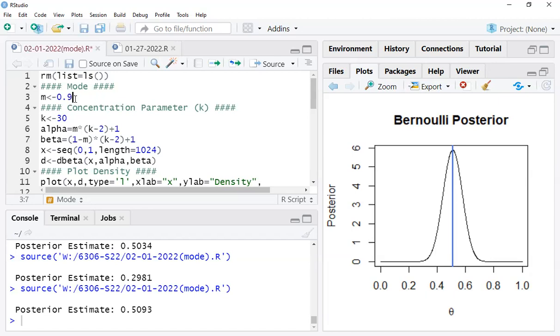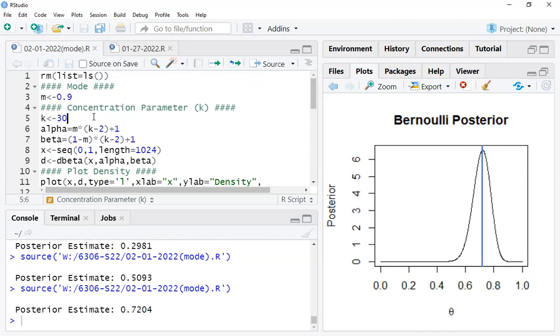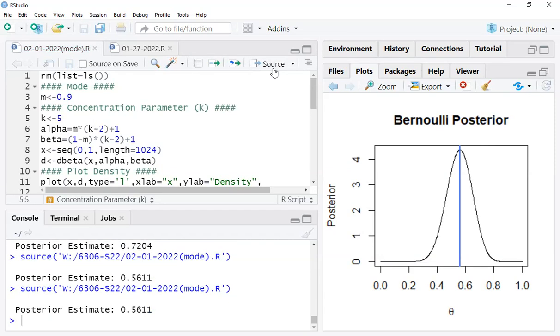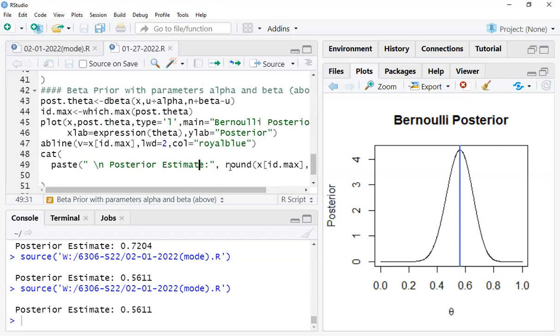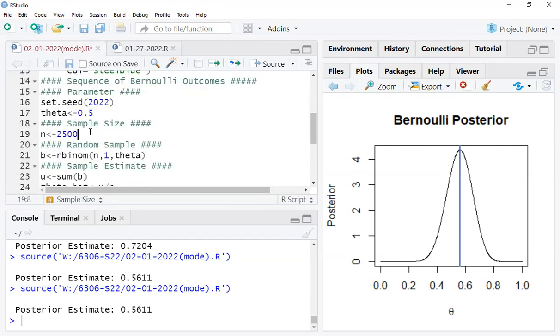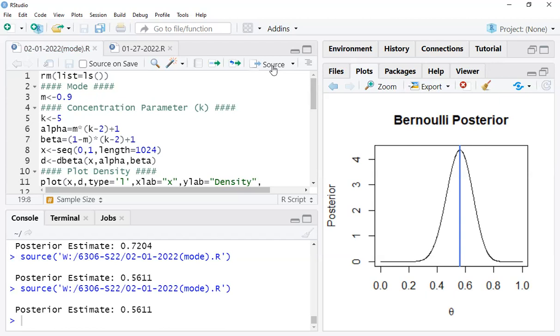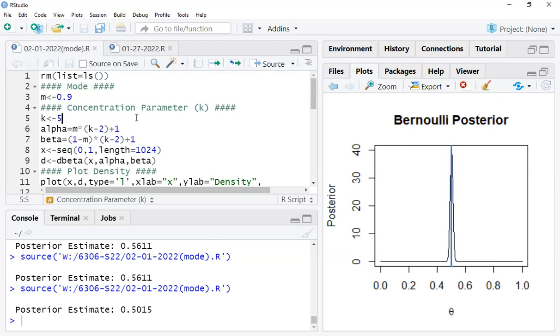And if I change it to 0.9, the mode is at 0.9, kappa is at 30. Slight shift. If I reduce kappa to say 5, shifted a bit, right, close to 0.5. That is my sample size. Oops, went to the old code. If I increase the sample size to 2,500, I get 0.5. Now I could make kappa as large as possible. Let's put 50,000 and see what happens.